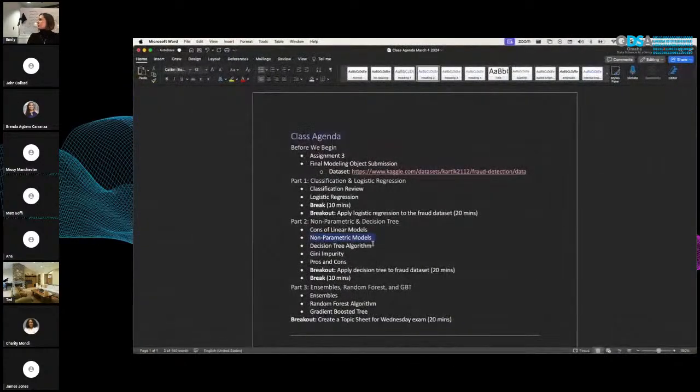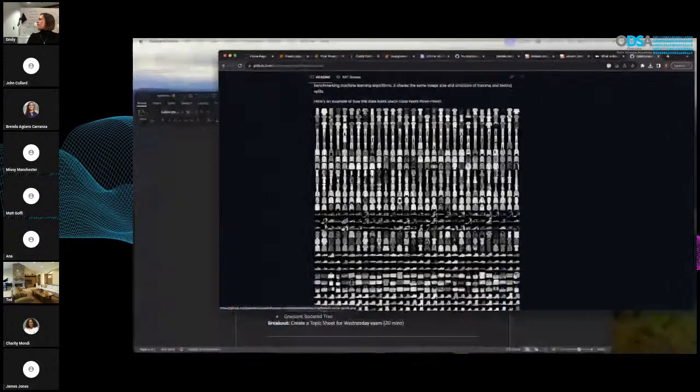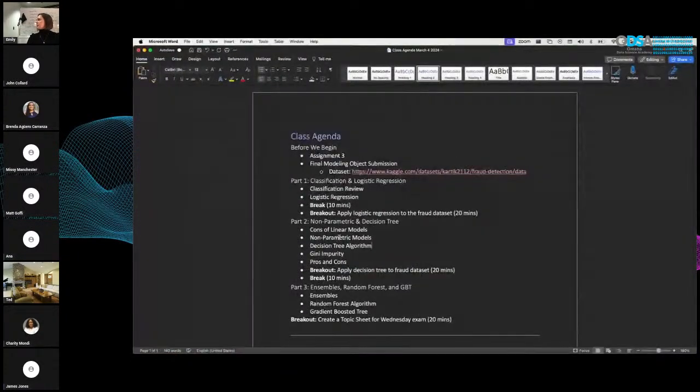Oh, non-parametric models. So non-parametric, I don't have a slide for this, so we'll stay on here, I guess. Non-parametric, all that means is there are no parameters in your model. So we're not creating a mathematical formula for this. You already know a non-parametric model, which is k nearest neighbors.